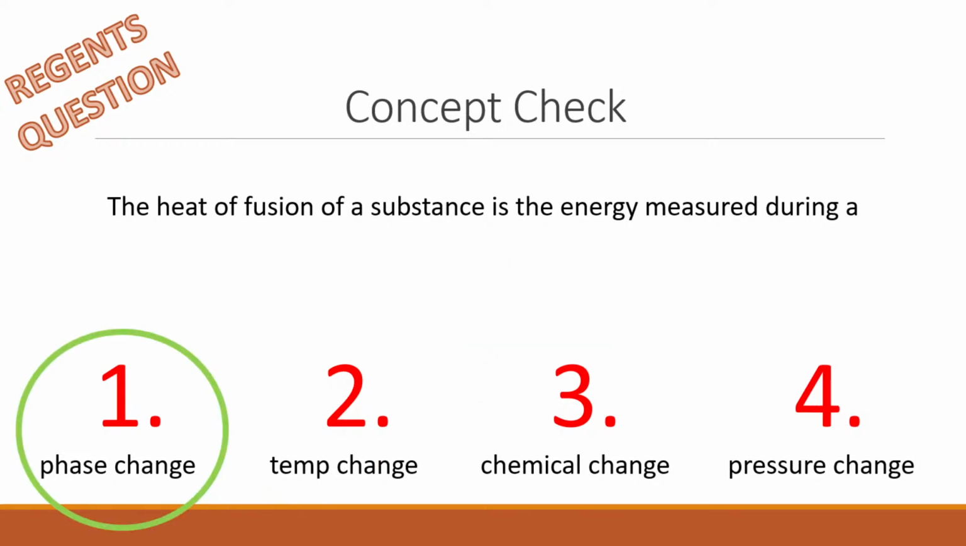Phase change. There is no temperature change during a phase change. There is no chemical change occurring during a phase change, right? Chemical changes are chemical reactions. All of these things, melting, boiling, freezing, those are all physical changes. And pressure has nothing to do with anything yet.